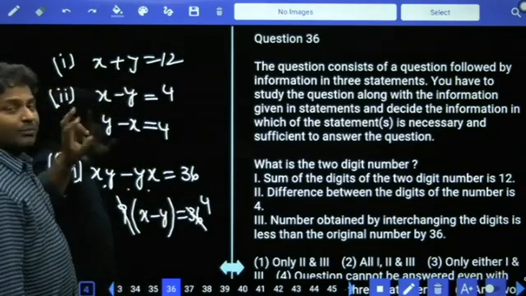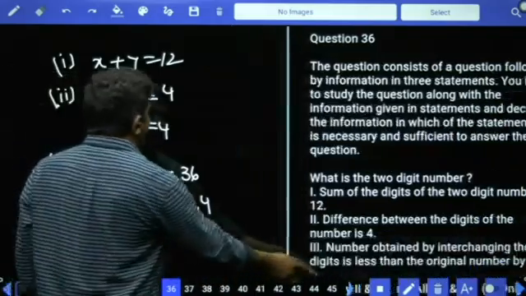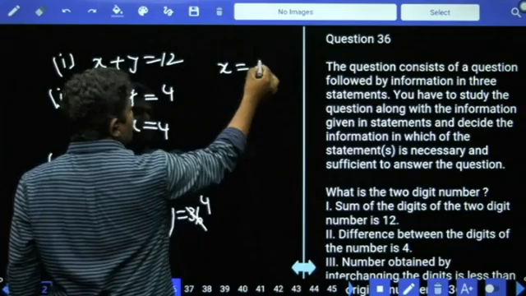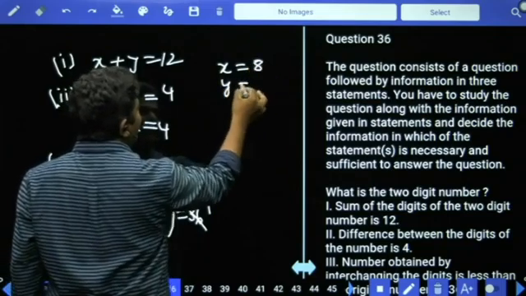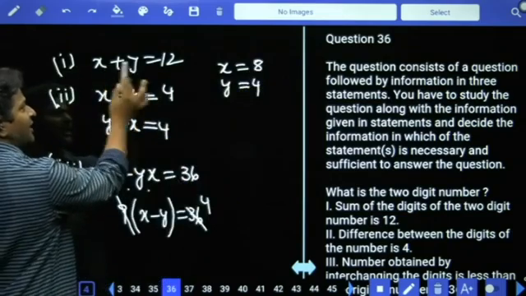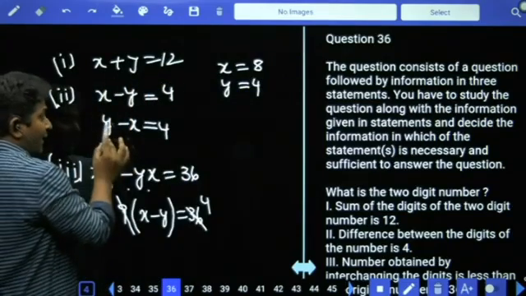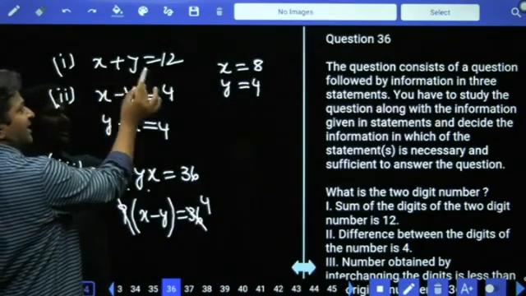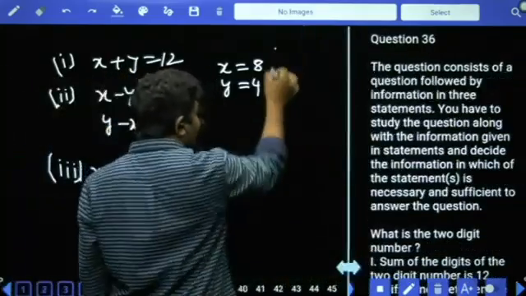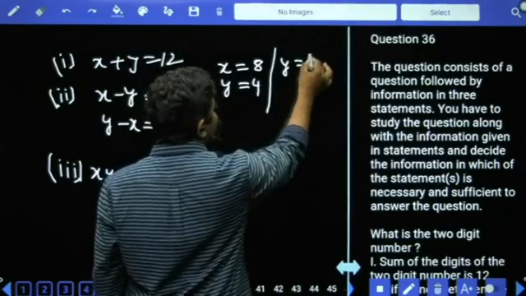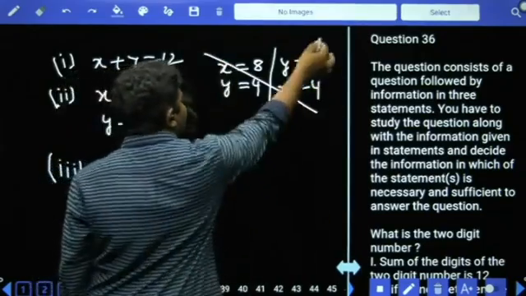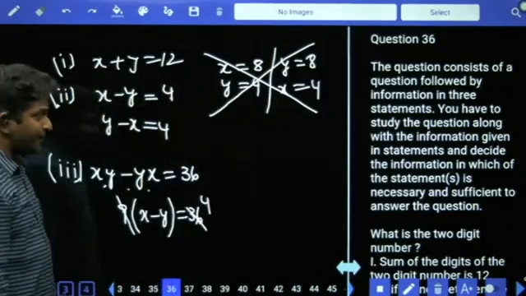So 1 and 2. If you use 1 and 2, x value can be 8, y value can be 4. If you use this particular combination, x plus y is 12. And if you use y minus x is equal to 4 and x plus y is equal to 12, then you will get another combination where y is equal to 8 and x is equal to 4. So unique numbers are not possible, hence 1 and 2 are not sufficient.